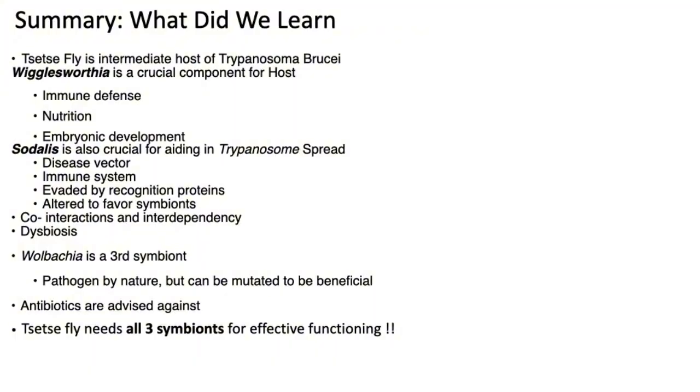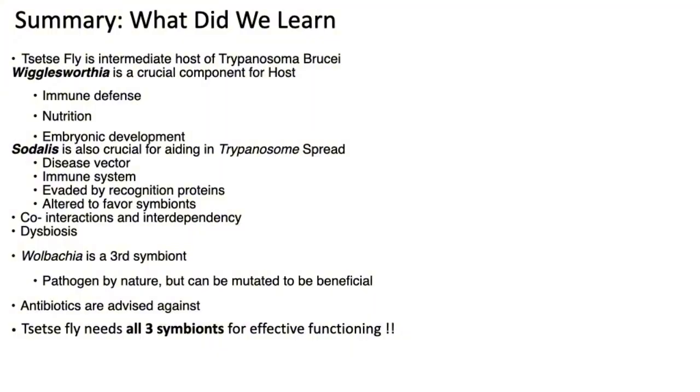The second symbiont, Sodalis, is also crucial in this system as it helps to aid in trypanosome spread. We talked about chitinase and how it degrades the chitin, which is there as a protective barrier to the midgut. And when the midgut is penetrated and the trypanosome is able to colonize, this is what causes the problem. And we are able to see trypanosome circulating in the fly. And when it goes to take its next blood meal from an uninfected host, if the fly is infected with trypanosome, it is going to pass it on to its next victim.